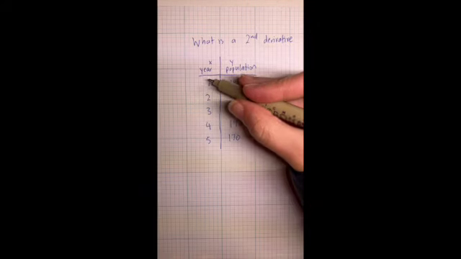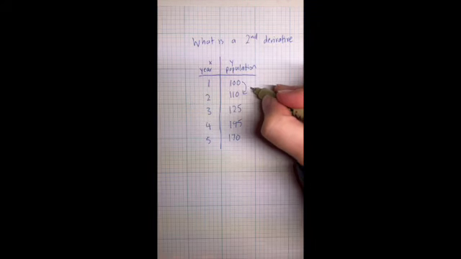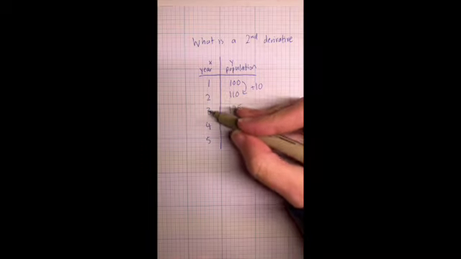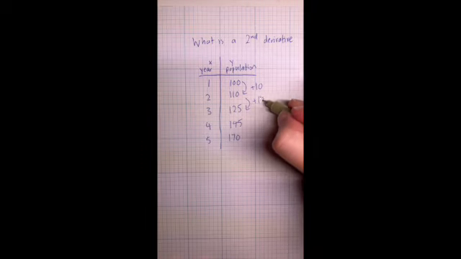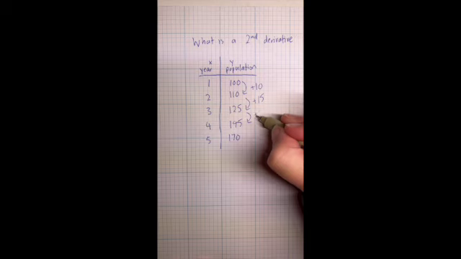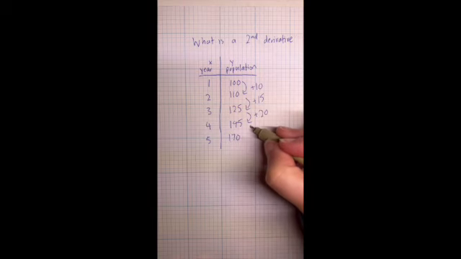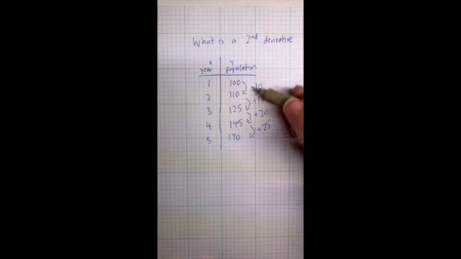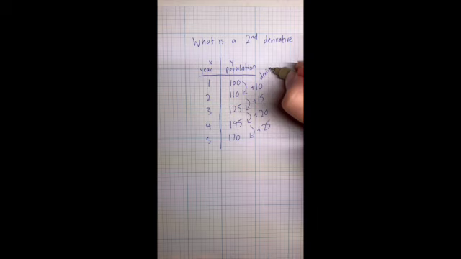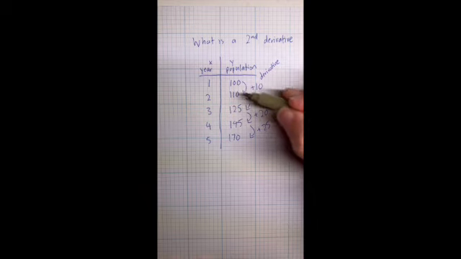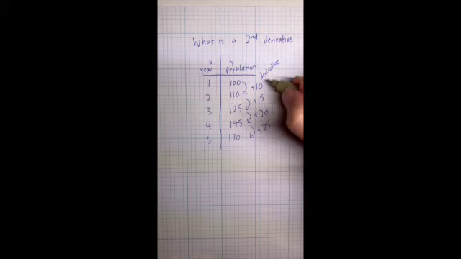So first, between year 1 and year 2, the population increased by 10. Between year 2 and year 3, it grew by 15. Year 3 and year 4, it grew by 20. And year 4 and year 5, it increased by 25. This right here, 10, 15, 20, 25, is the regular derivative. It's the first derivative. The first derivative describes the rate of change of the population. But notice here, the rate of change itself isn't constant. It's growing by more and more every year.